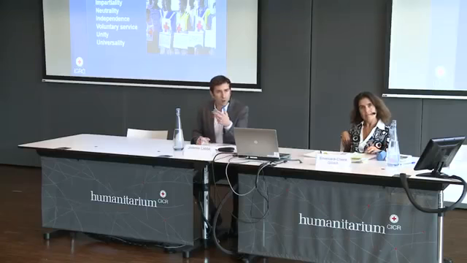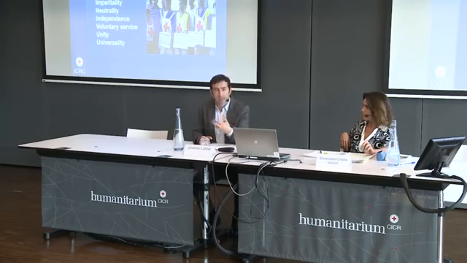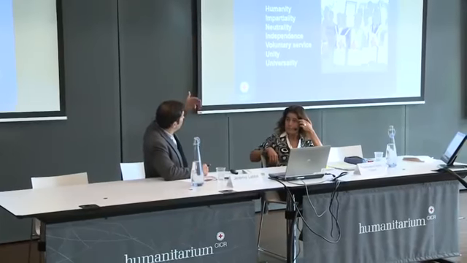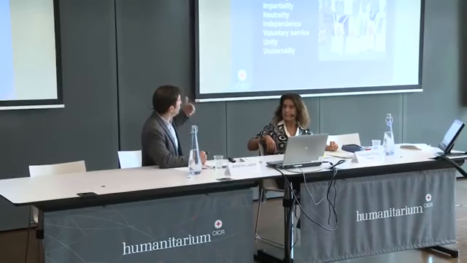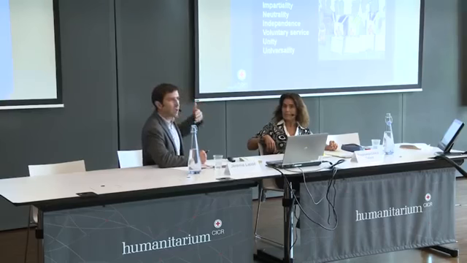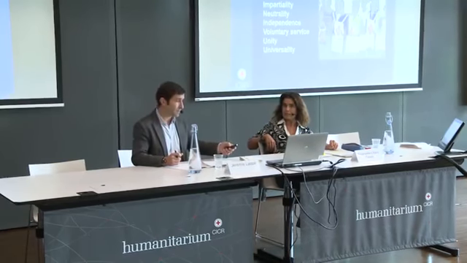The fundamental principles of the Red Cross and Red Crescent are seven. They were adopted in 1965, I will get back to it, and they deeply influenced the rest of the humanitarian sector, and indeed they were adopted later on as those four principles guiding humanitarian action. The difference is that we have those three additional principles within the Red Cross and Red Crescent movement: voluntary service, unity, and universality. I will get back to this in a second.